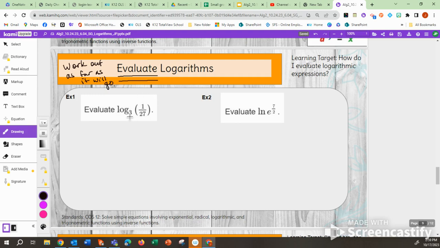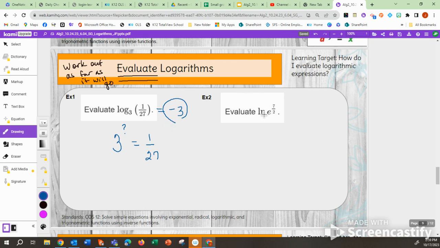So we know that our base is 3, and we know our answer is 1 over 27. So that means we're looking for our power. Logs are equal to power. Since I have this 1 over, I know that my power is negative because I'm doing the inverse. And then I'm thinking about 3 to what power is 27. So 3 to the third power is 27. So the answer to this problem is going to be -3. So 3 to the -3 power is 1 over 27.